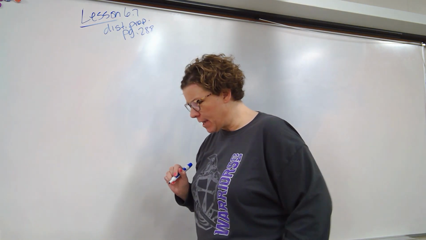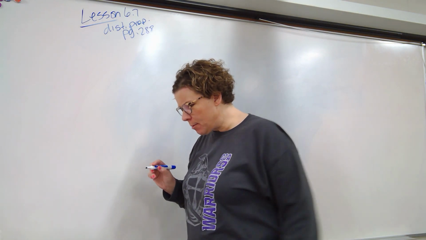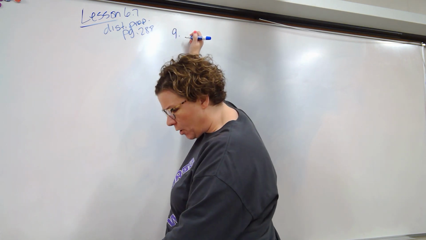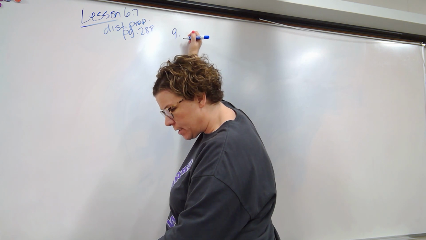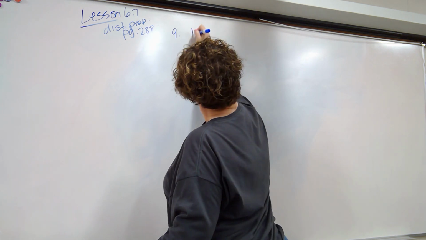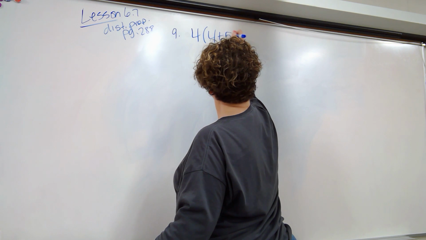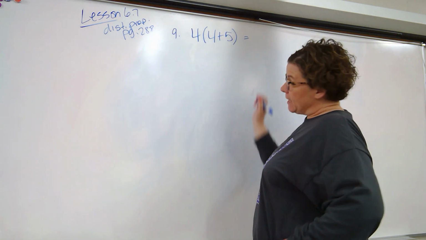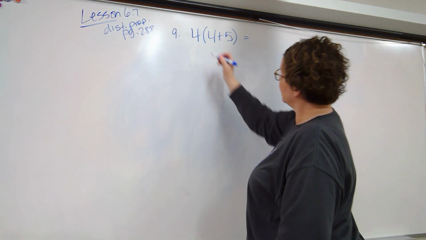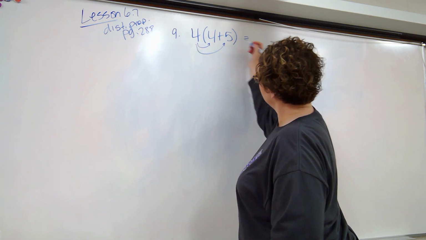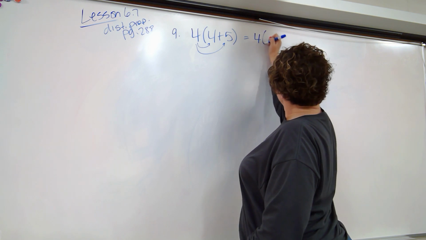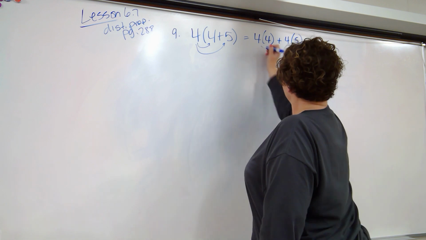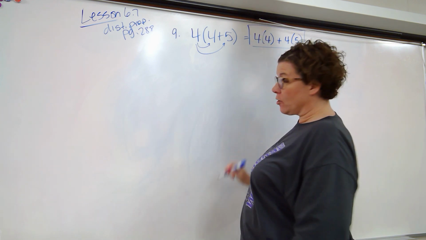Okay, so let's talk about number 9. Number 9 says to use the distributive property to write an equivalent expression. Check your answer. 4 times (4 plus 5). If you remember the one that I did on the video yesterday, I distributed this: 4 times 4 plus 4 times 5. This is the answer, friends, right here.